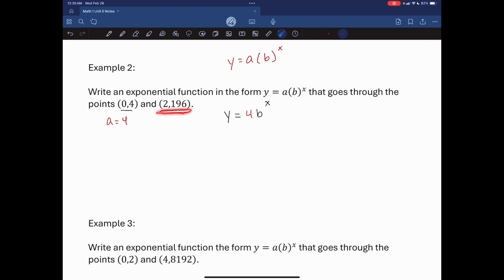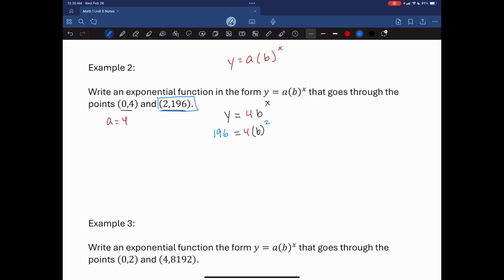If you use this point here, anything to the 0 power just gets the b to go away, and we're trying to plug in a point to solve for b. That's our goal right now. So I'm going to use this point here. I have 196, that's my y for this point, equals 4 times b, all raised to the second power. Now we're trying to solve for b.